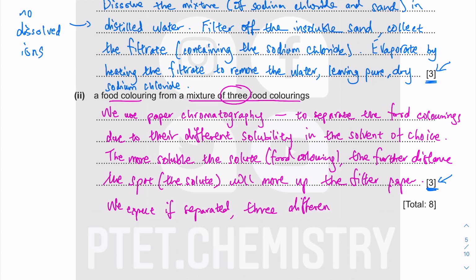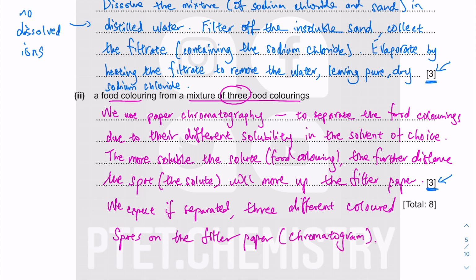different colored spots on the filter paper, and this filter paper is specifically called a chromatogram because this is what you obtain from the paper chromatography technique. All right, so you can write the story somewhere along this line, talking about why it works, the name of the technique itself, and the results that you expect in order to separate out the food colorings from the 3 different food colorings, giving you 3 different spots on the chromatogram.